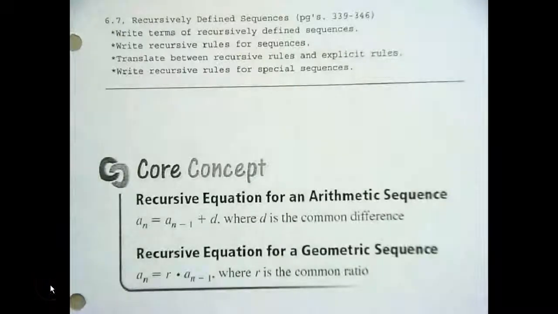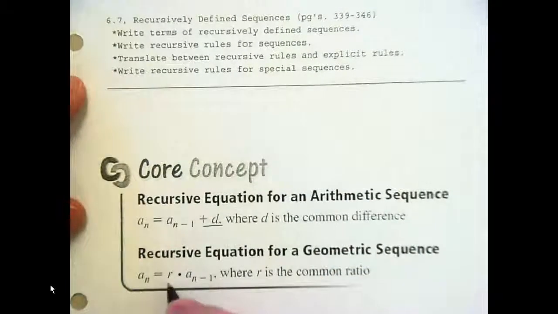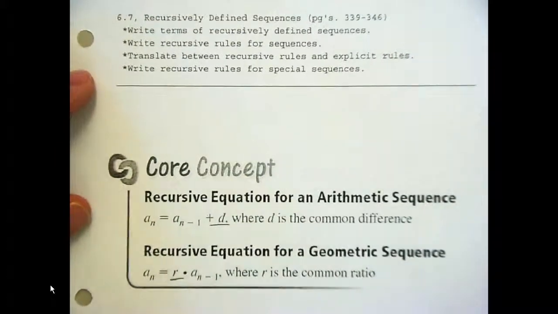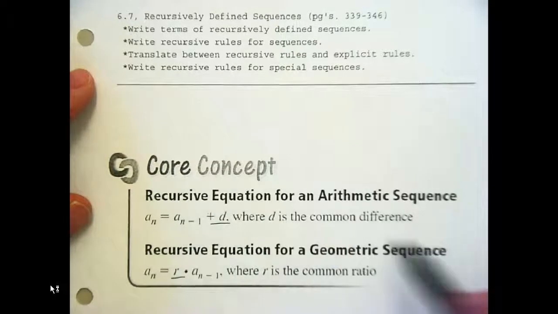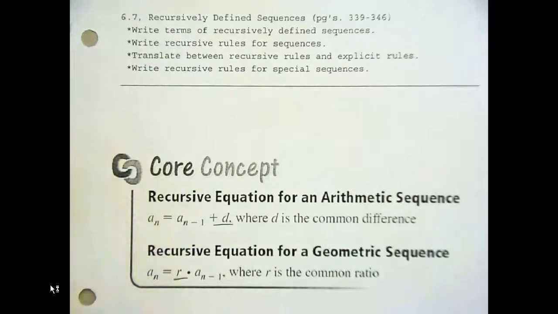Okay, today we're going to go through 6.7, recursively defined sequences. We went through the geometric sequence yesterday, and we've already dealt with the arithmetic sequence. Remember, arithmetic is where you're adding, geometric is where you're multiplying. You have that common ratio of r when you're multiplying, and the common difference of d when you're adding.